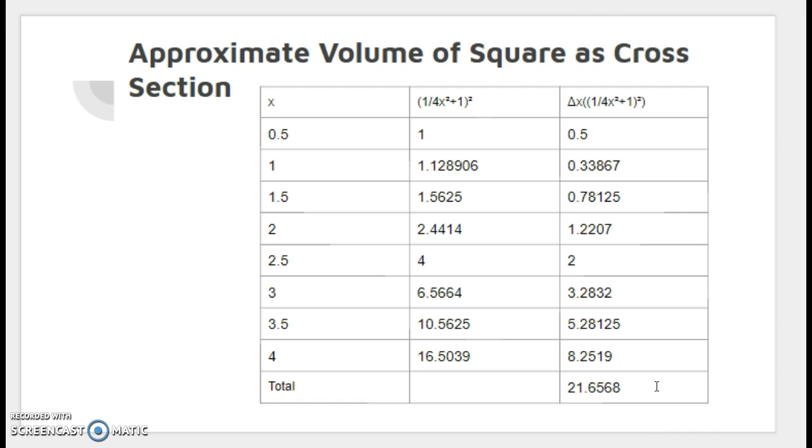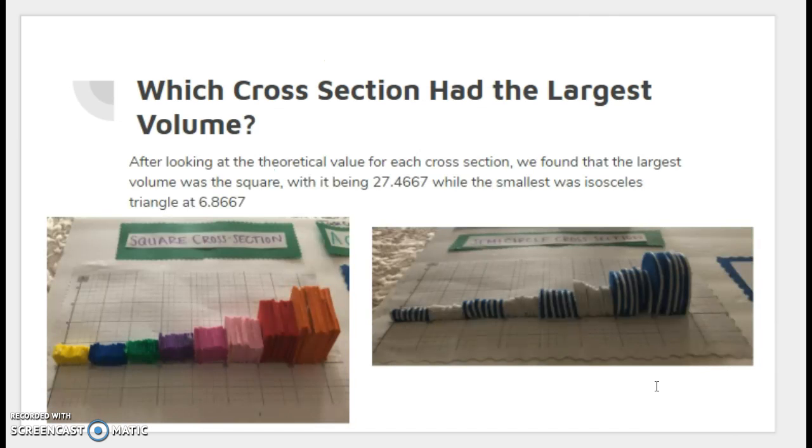The approximate value is lower than the theoretical value by about 6, and as you can see from Haley and Reese's parts, this is a normal occurrence. The largest cross-section we had was the square, with it being 27.4667, and the smallest was the isosceles triangle at 6.8667.